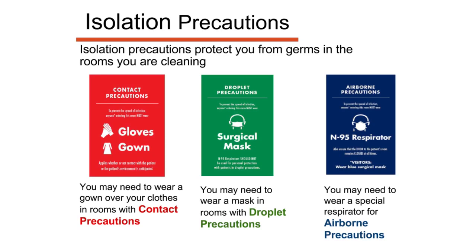What are isolation precautions? Isolation precautions protect you from germs in the room being cleaned. Isolation precautions are used at the same time as standard precautions. Isolation precautions include safety from germs through contact, droplets, or airborne. For example, if the patient was on contact precautions and you may get splashed in the face, you would wear a gown, gloves, goggles, and a mask.